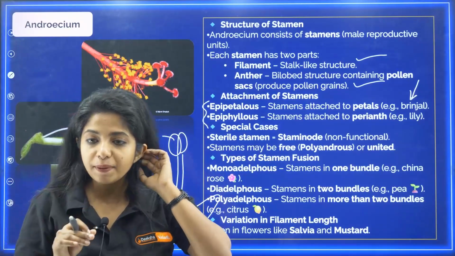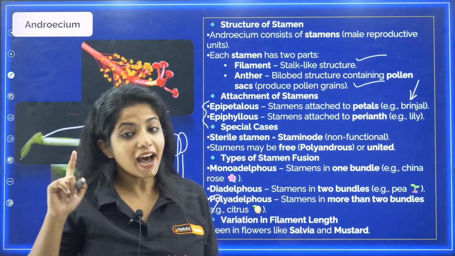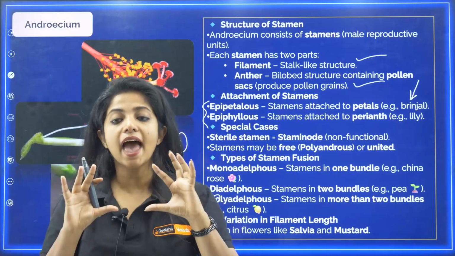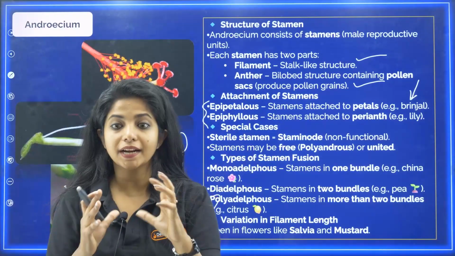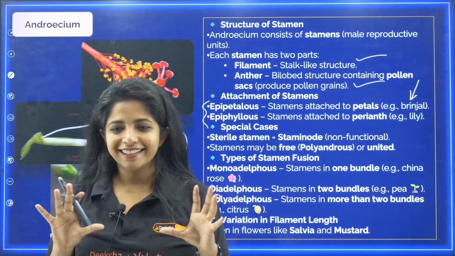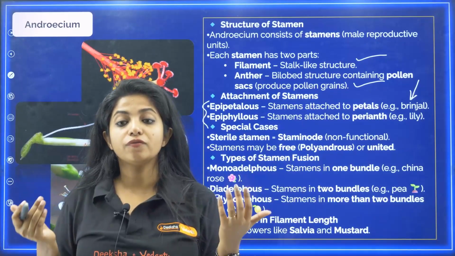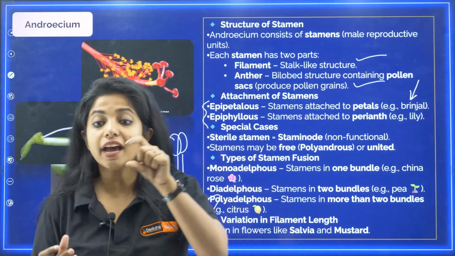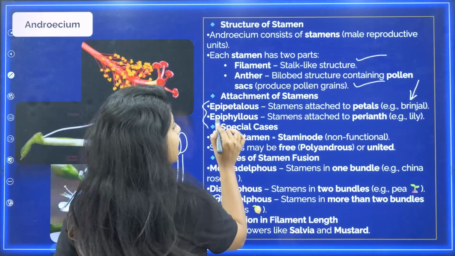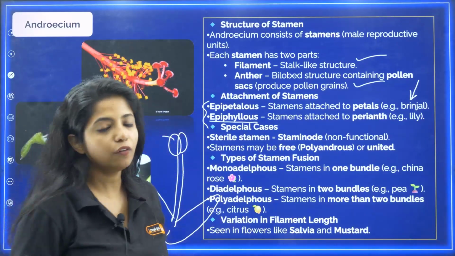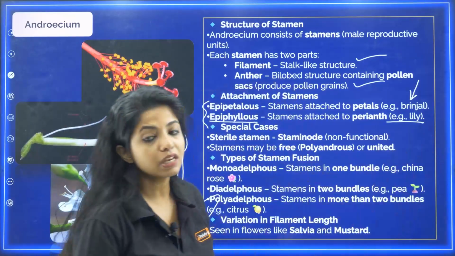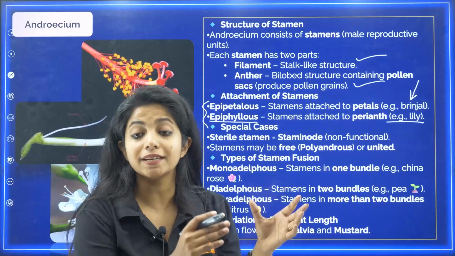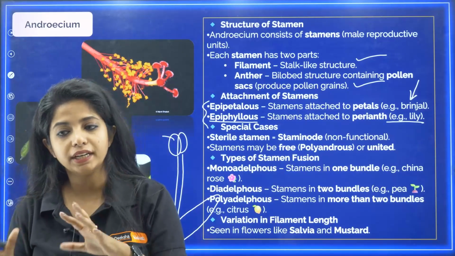Now, there is epiphyllous condition. What do you mean by that? I told you in the case of lily, what is happening? The calyx, the sepals, and the corolla, that is the petals, they are all together, and they are forming a structure which is known as perianth. So when the stamen is attached to this perianth, I will call this epiphyllous condition. And you find this in the same example, that is lily. So epipetalous when the stamen is attached to the petal, epiphyllous when the stamen is attached to the perianth. You find it in lily.